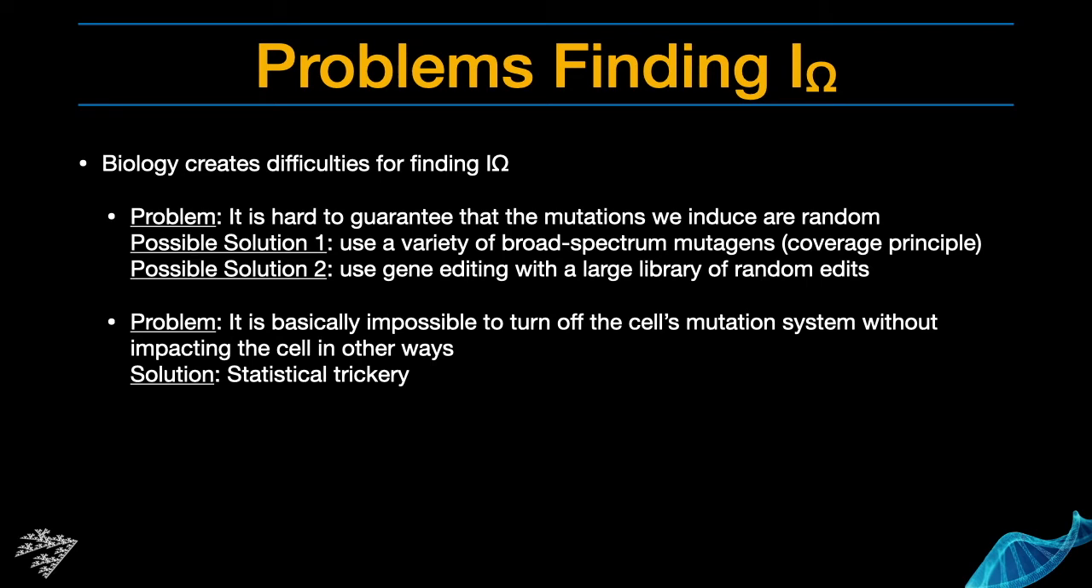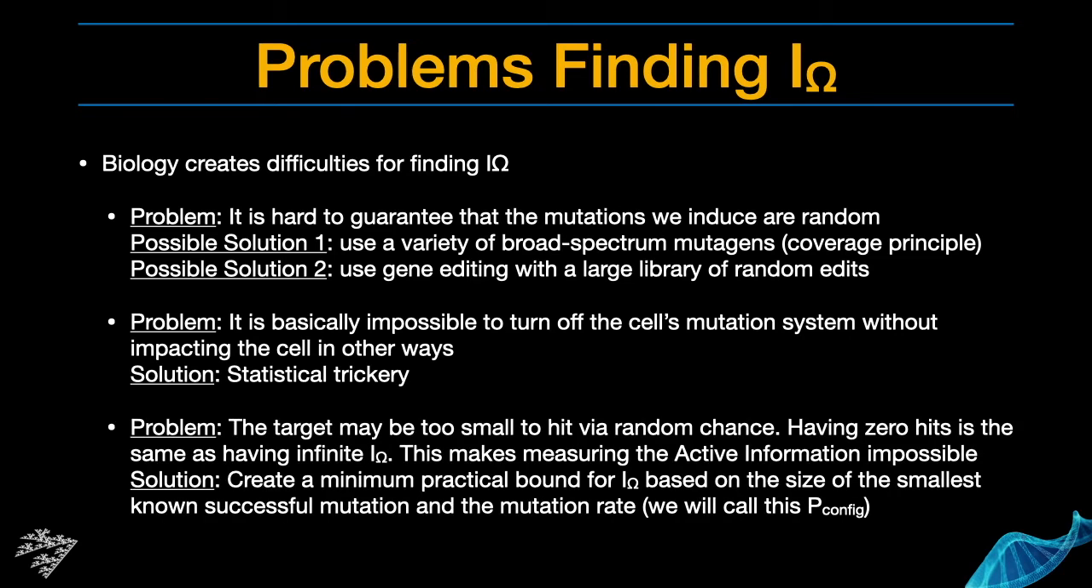But another problem is that it's basically impossible to turn off the cell's mutation system without impacting the cell in other ways. So the cell is always going to be generating mutations. So you're going to be asking yourself, well, when I tried to introduce random mutations, were the mutations that were generated actually random, or were they generated by my process, or were they generated by the cell's process, or a combination of those? It's hard to know. So the solution to that is statistical trickery, which we'll talk about in a little bit.